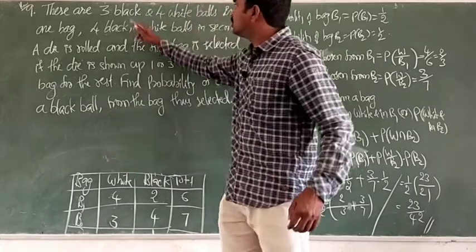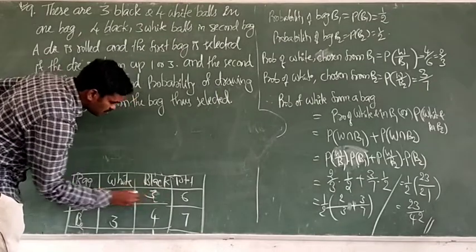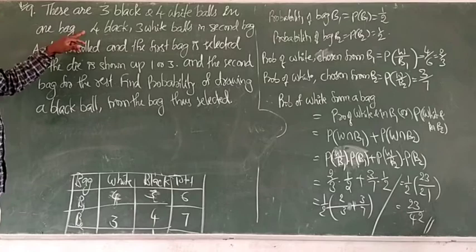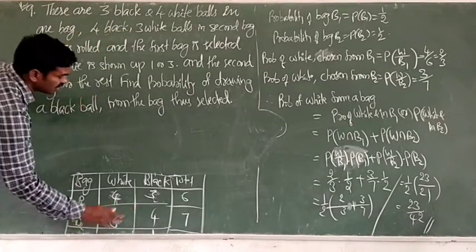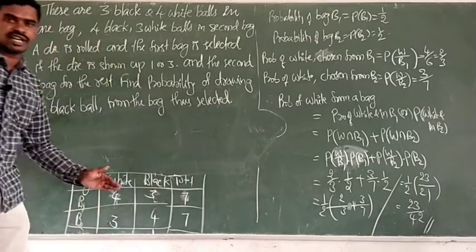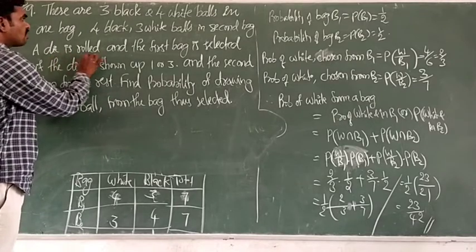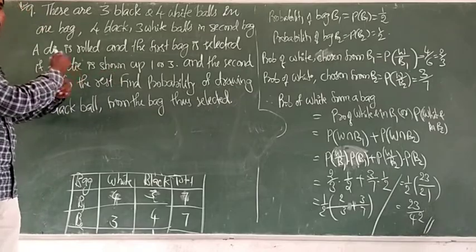So bag 1 has 3 black and 4 white balls. Next, the second bag has 4 black and 3 white balls. So 4 plus 3 is 7. This is the given information.